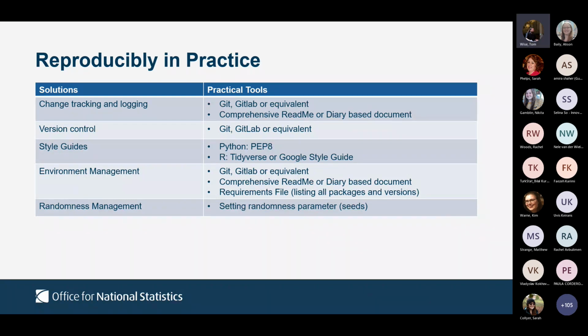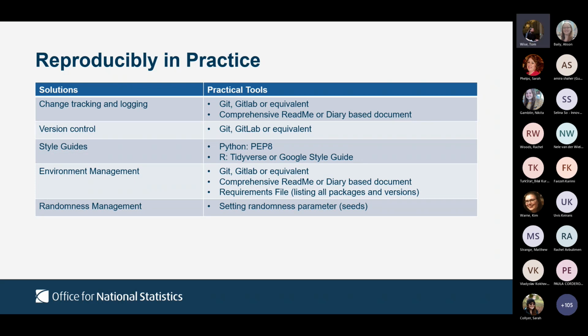In environmental managers, again, we've got GitLab or equivalent. We've got creating comprehensive README guides and diary documentation, as well as requirements files, which can be incredibly useful for package management. And finally, for randomization management, it's setting these randomization parameters.